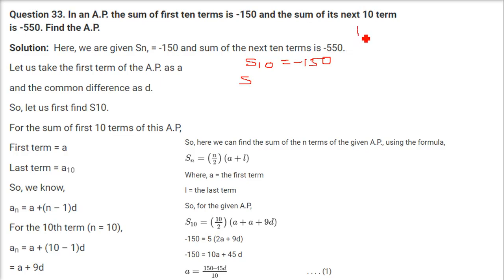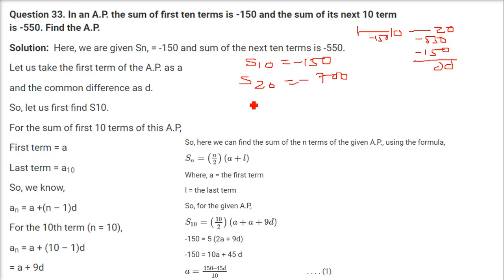From the 1st to the 10th term it is minus 150, and from the 10th to the 20th, it is minus 550. So you can say S10 is minus 150 and S20 is minus 550 plus minus 150. So what do you get? Minus 700. You can use this expression and try to solve for A and D.